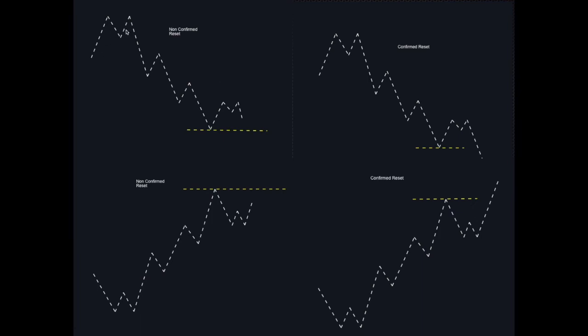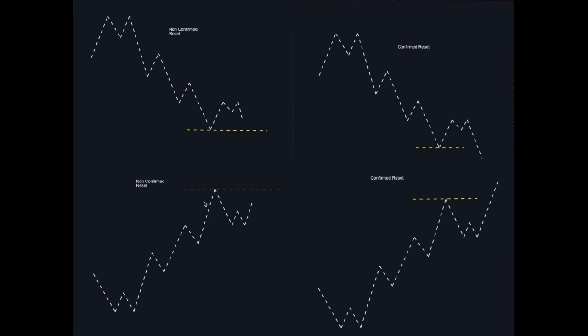So here we have the cycle right here. We're moving down, and then we're supposed to reverse and go back up. Well, in this example, you can see price didn't come back down to break this 3rd level here. In this example, we would make the M, but we would go back up. So this is an unconfirmed reset.